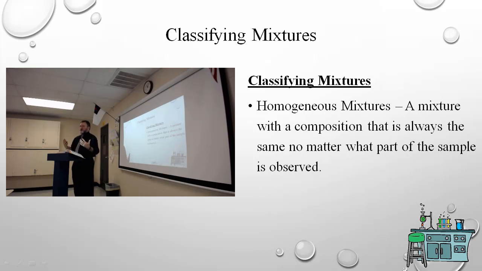Okay? Means it's homogeneous. So a homogeneous mixture is a mixture with a composition that's always the same no matter what part of the sample is observed. And we'll give a couple examples in a moment to hopefully make more sense. But I've already said homogeneous means the same. Homo means same, so it's the same throughout. That's what a homogeneous mixture is. What we're saying is we've got more than one type of atom or molecule. So we know we've got different stuff mixed together, but for homogeneous, it's mixed evenly. No matter where I look in the sample, it's going to look the same as when I look someplace else.